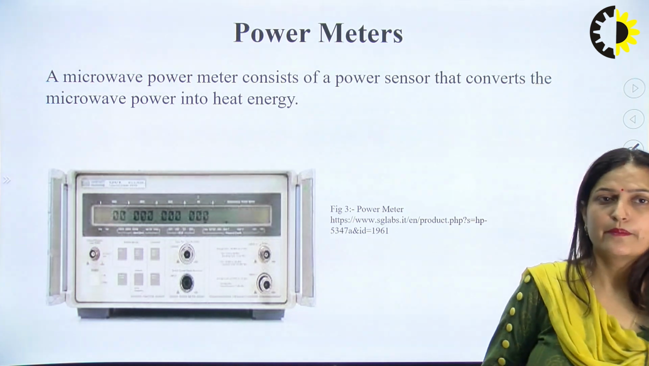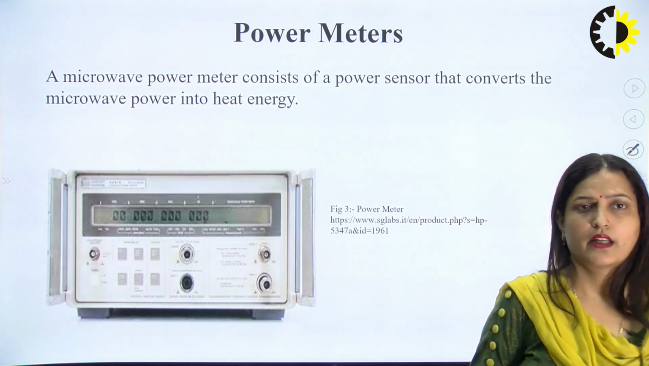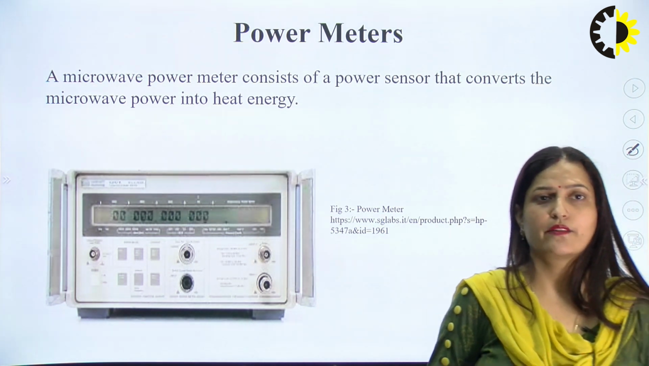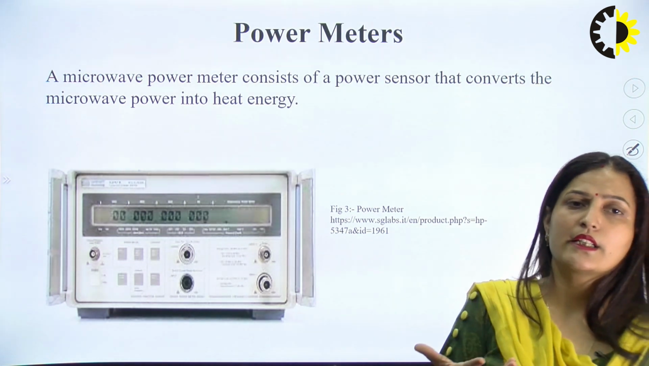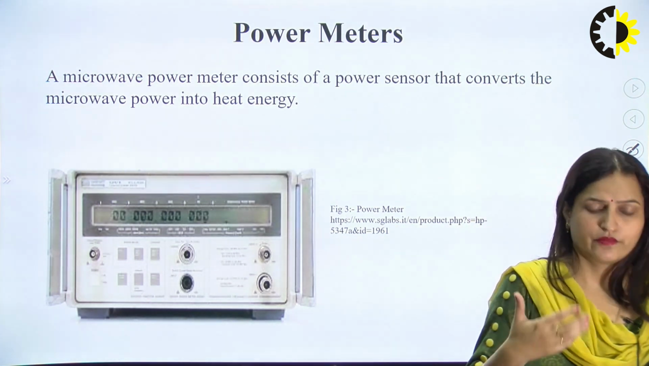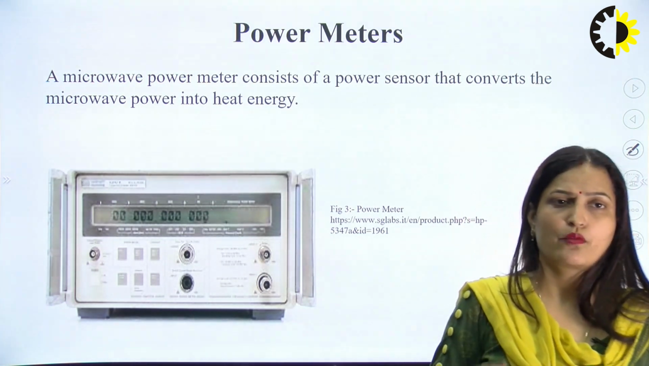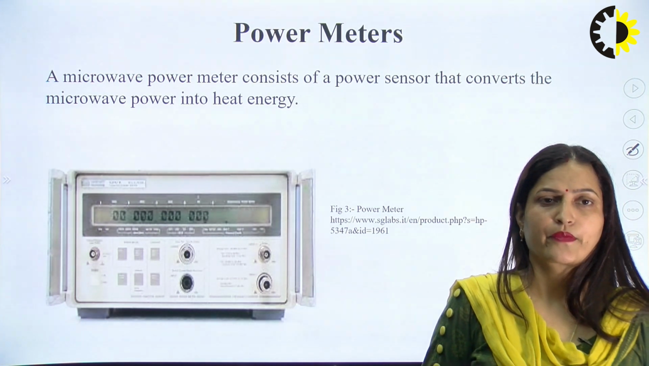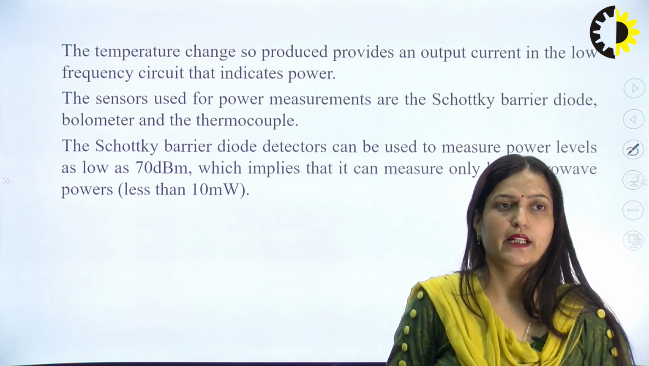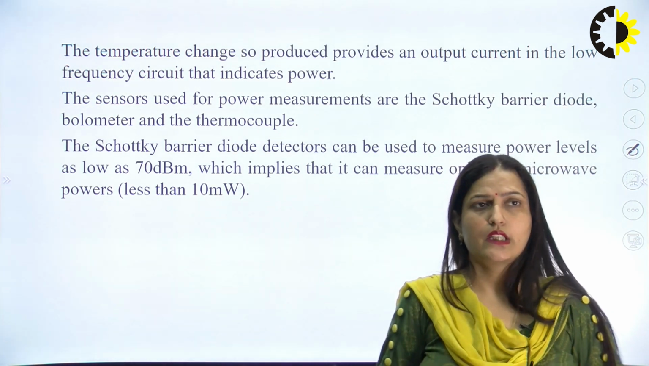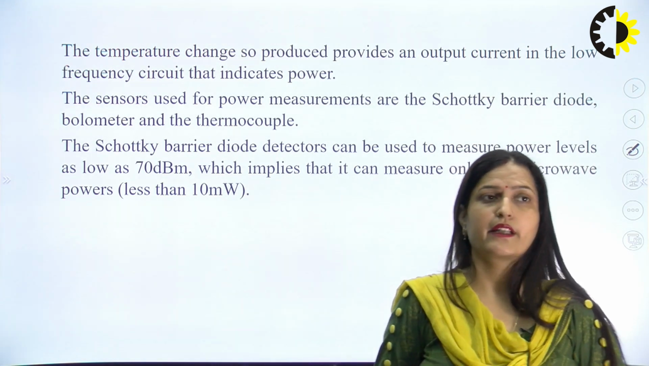Next is the power meter. The power meter is used to measure the power, and here we are using a power sensor that will convert the microwave power into heat energy, and this heat energy will give the current in a particular circuit, and from there we can calculate the power. It means the current will go into the low frequency circuit which will give directly the power. So the temperature change provides an output current into the low frequency circuit that indicates power.